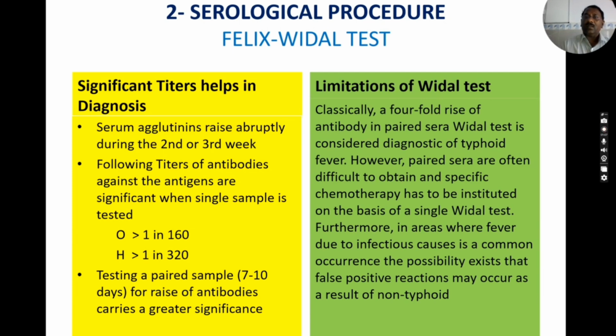So again, I would like to repeat here. Classically, a fourfold rise of the antibody in the paired sera test is considered diagnostic of typhoid fever. Fourfold increase. However, paired sera are often difficult to obtain and specific chemotherapy has to be instituted on the basis of a single Widal test. In areas where fever due to infectious causes is a common occurrence, the possibility exists that false positive reactions may occur as a result of non-typhoid fevers.